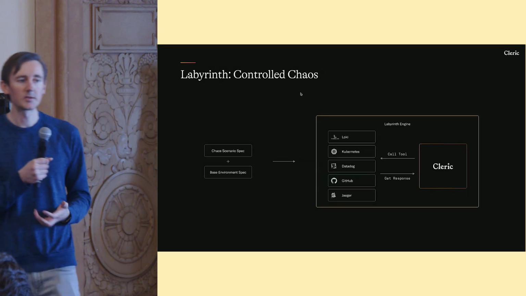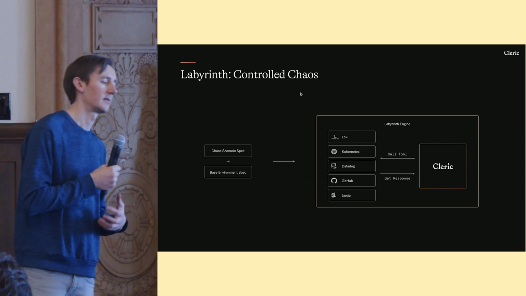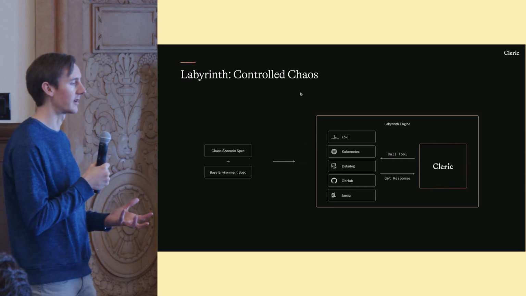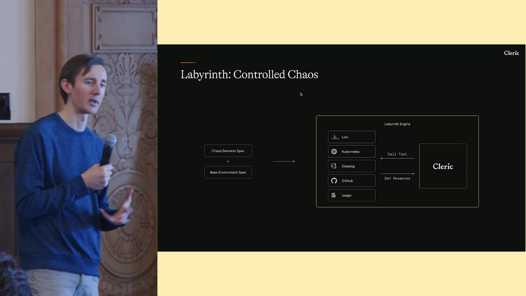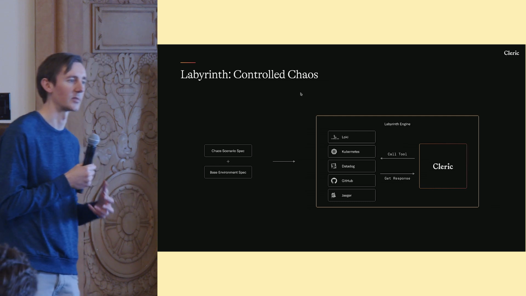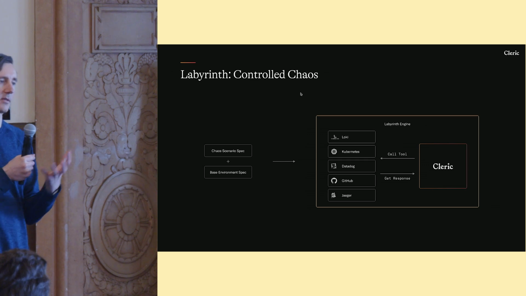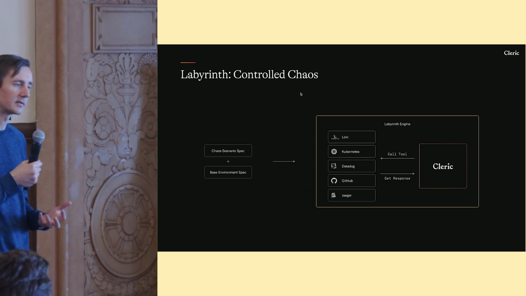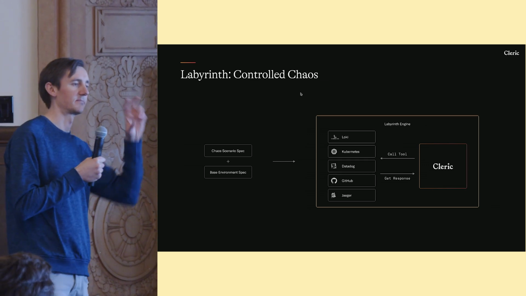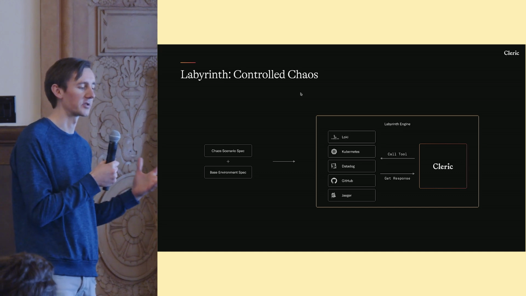So we took inspiration from robotics and self-driving cars and a lot of other use cases, and we built a simulation environment, and we call the simulation environment Labyrinth. So the insight really is, you don't need to perfectly replicate the production environment in order to train an agent. And so Labyrinth is our replica or simulacrum of production.